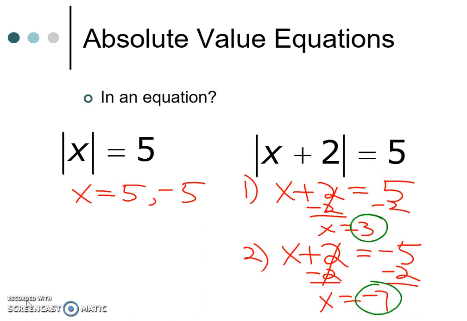And let me show you why that is. We're going to use substitution and prove that. If x equals 3, if I plug in 3 here, 3 plus 2 is 5. Absolute value of 5 is 5. Let's plug in negative 7, which is our second answer. If this was negative 7 plus 2, it will be negative 5, but absolute value of negative 5 is 5. So we have two answers, 3 and negative 7.